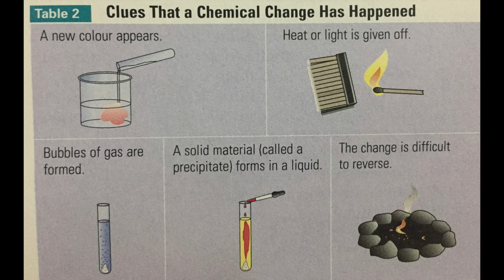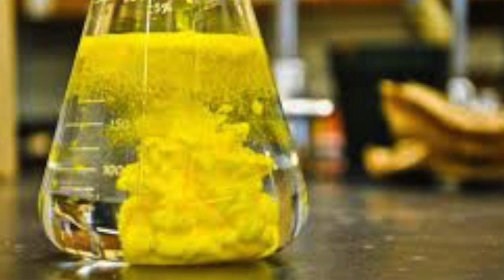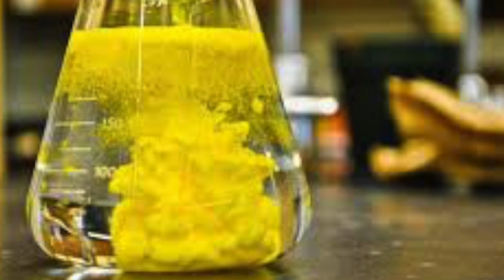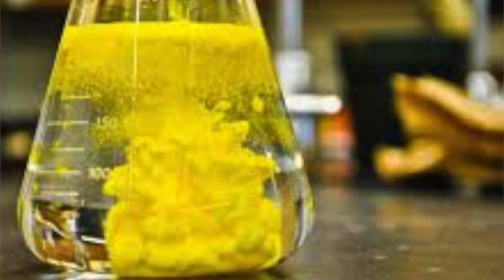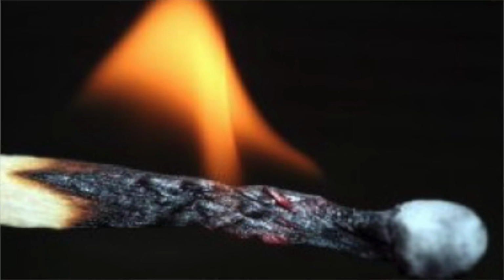A new color appears. Heat or light is given off, such as a match. Bubbles of gas are formed, such as magnesium and an acid, or calcium and water. The solid material called a precipitate forms in a liquid. For instance, if I mix lead nitrate with sodium iodide, I form a precipitate, a very bright orange-yellow precipitate called lead iodide. The change is difficult to reverse. For instance, once I burn a match, it's difficult to get the wooden match back.